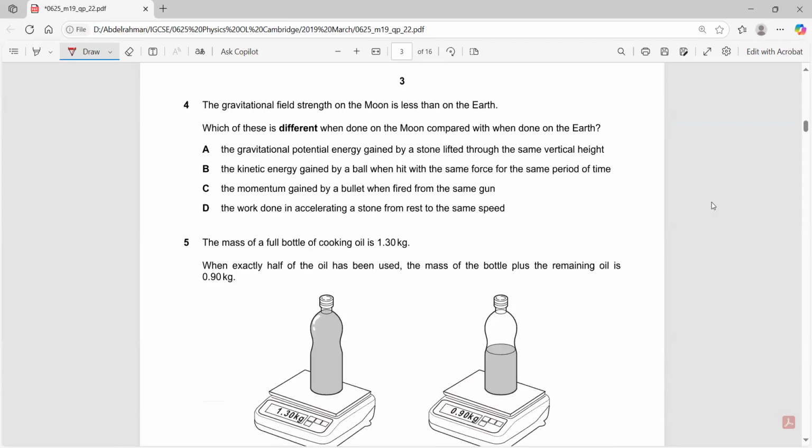The gravitational field strength on the moon is less than that on Earth. Which of these is different when done on the moon compared to when done on the Earth? The gravitational potential energy gained by a stone lifted through the same vertical height. What is gravitational potential energy? It is mgh, right? So it depends on the gravitational field strength. So would it differ on the moon? Yes, it would differ. It would be much less on the moon.